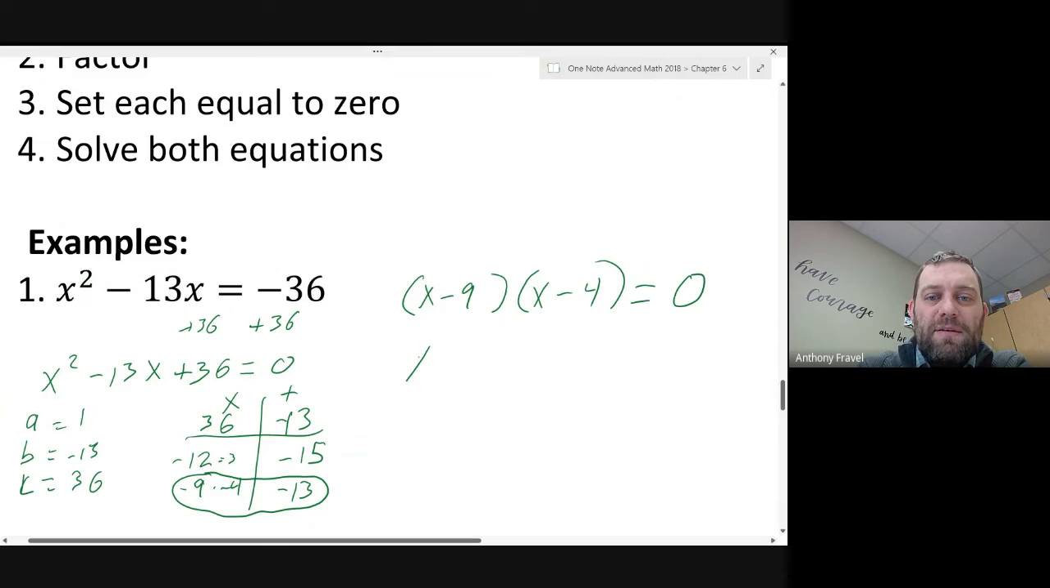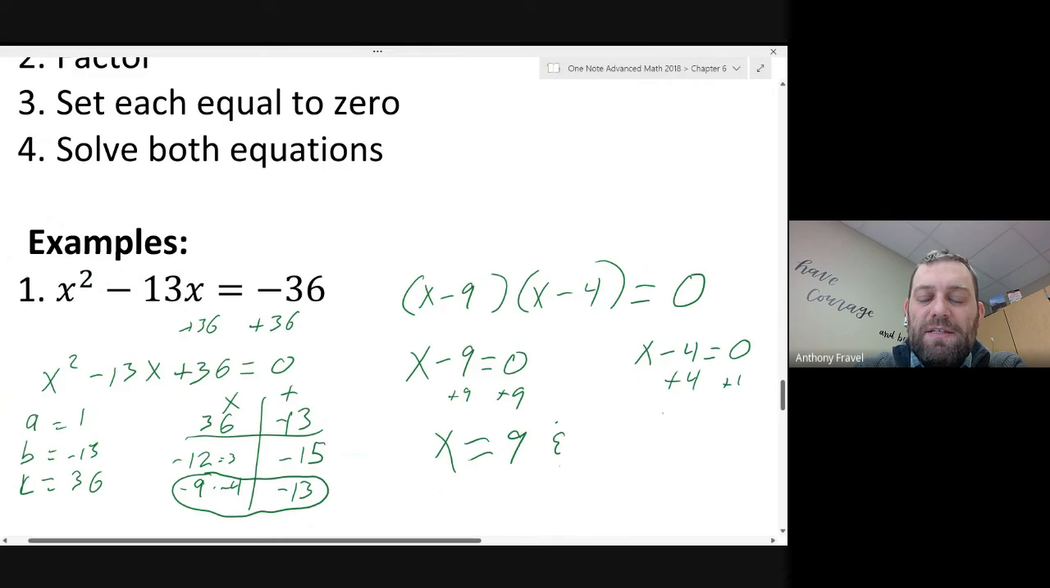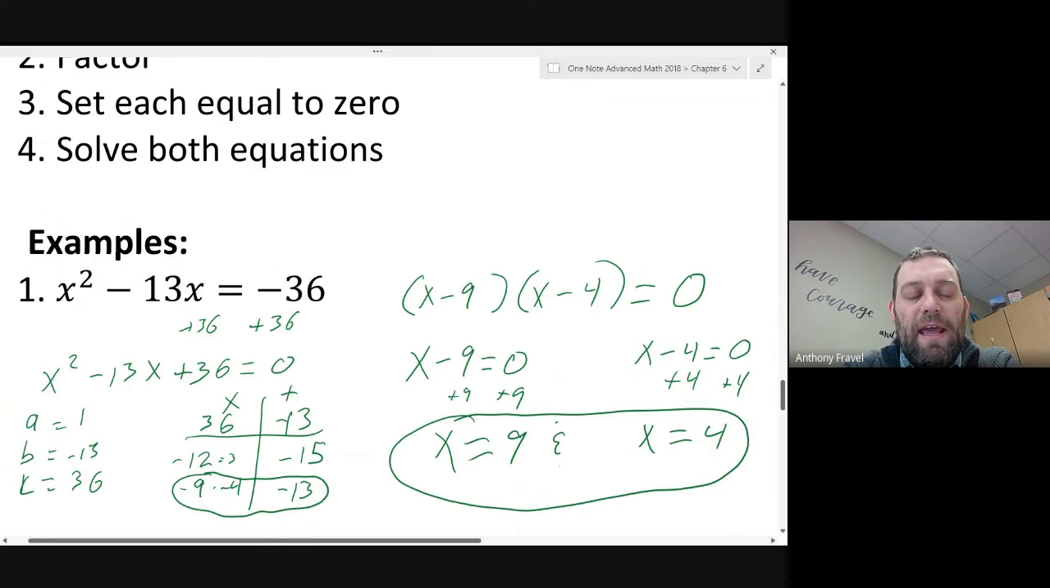I get x minus 9 equals 0. And then I have x minus 4 equals 0. Okay, plus 9 to both sides, plus 9 to both sides. X equals 9. And plus 4 to both sides, plus 4 to both sides. X equals 4. My answer for this one is x equals 9 and x equals 4.